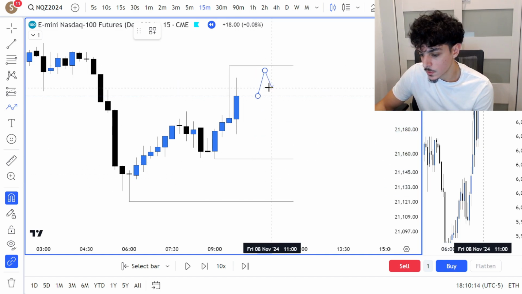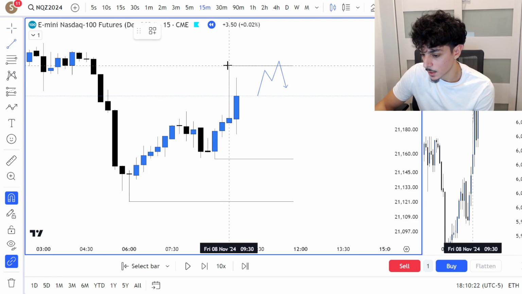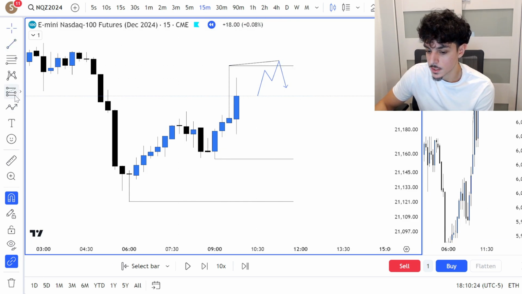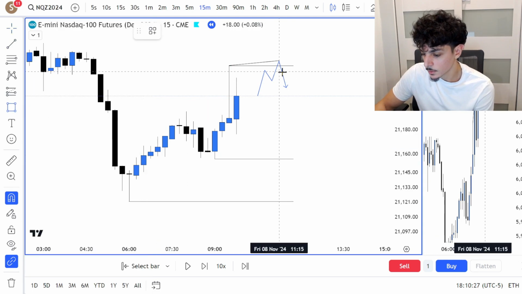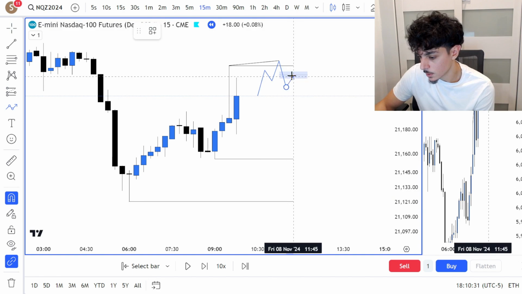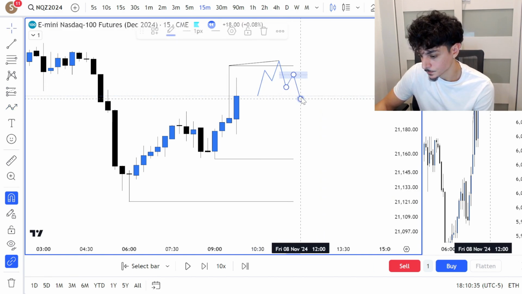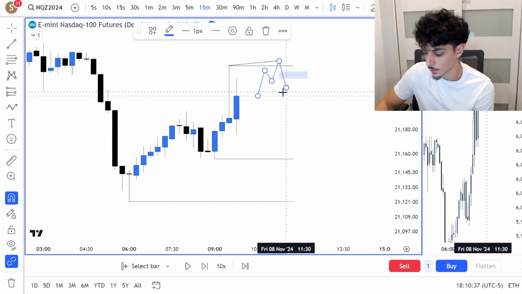So I would want to see a sweep of this high on NQ and not on ES, so that would create an SMT divergence. I want to see a fair value gap created right after, so seller is stepping in, and I want to enter inside that fair value gap and predict that we're going to break this low here. This is basically the scalp model right here.